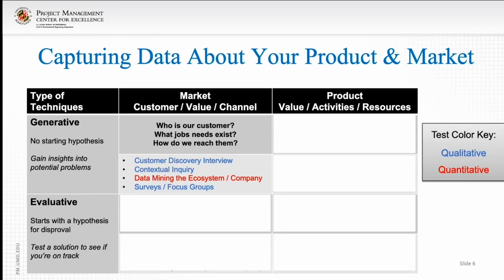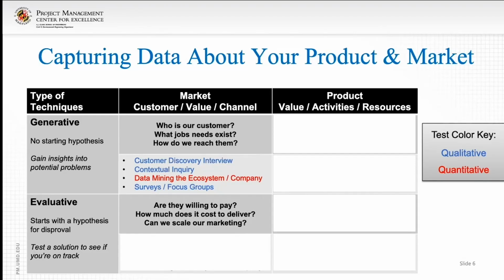Now, as a color key here, I've taken all the qualitative information and put it in blue, and all of the quantitative information I've put in red. Qualitative is going to be information that gives you ideas and trends and clues you in, while quantitative is going to be something that's hard that you can actually dive into. And we talked about that in the previous week.